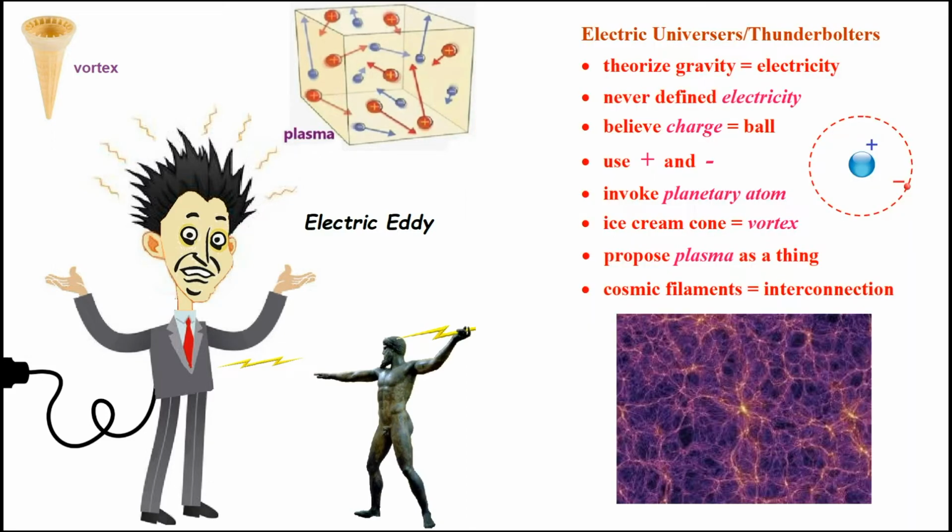So this is it. Electric universers, also known as thunderbolters. They like to call themselves the thunderbolts. The first problem is that they theorize that gravity is electricity. This is essentially their main argument, that gravity is electricity. And here you have one of them. He says the following.